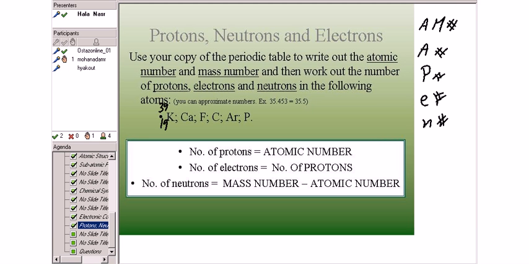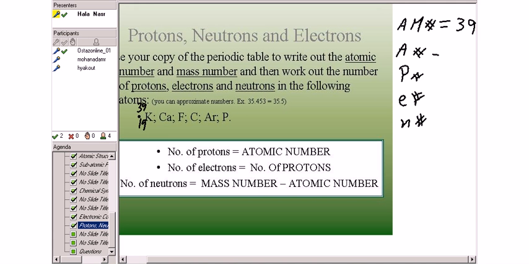Atomic mass is 39. This is 19 and 39. We said the atomic mass number is the bigger number. So I have 19 and 39. So which one? Very good. So the atomic mass number is 39. Now we said the atomic number is the smaller number. So what's the atomic number, Mr. Yaoud, for potassium? 19. Very good.